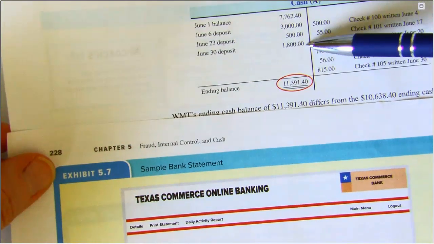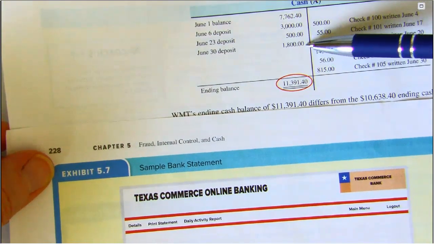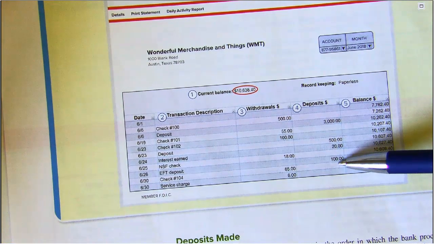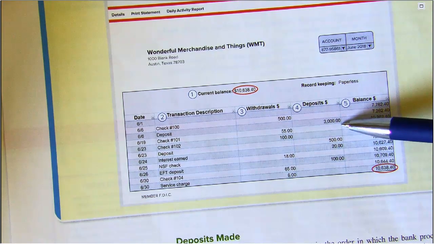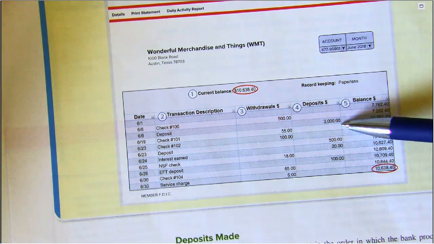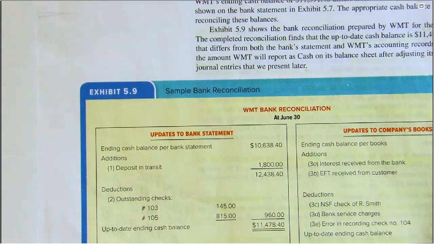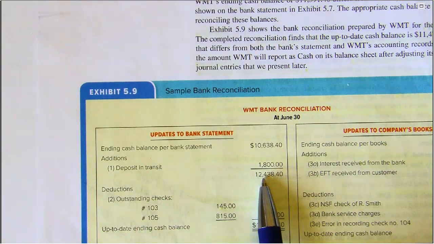Then we have a June 30th deposit of $1,800, and we do not see it. It was made so close to the end of the month that the bank is probably calling it a July deposit. So we're going to put that information that the bank is missing on the bank side. That's called a deposit in transit.